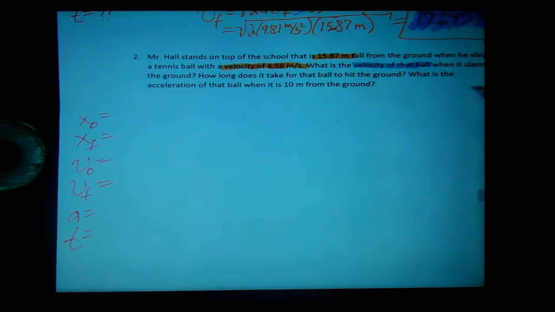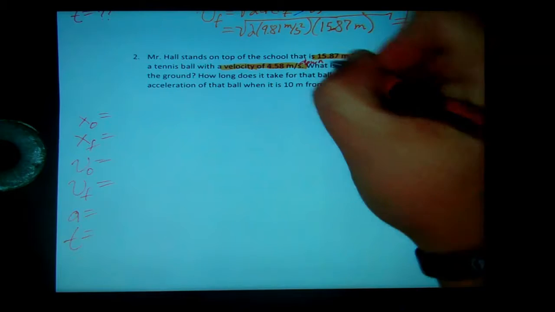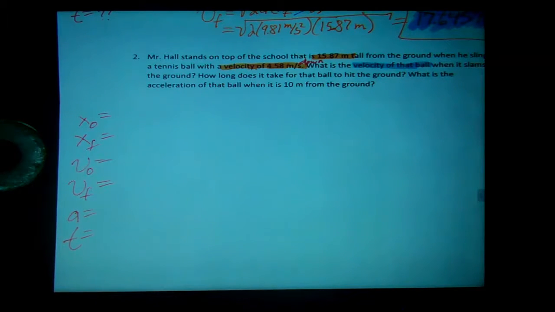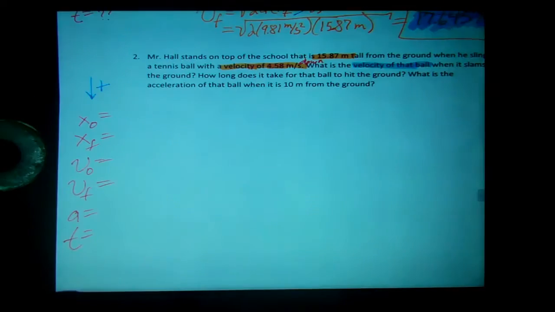In this case, think about your scenario. I'm throwing this ball, and this ball should be thrown down. I apologize for that. Hopefully I'll remember to tell you in class. So the ball's been thrown down. In that, let's just do what we did up there. Everything's going down. Let's make the downward direction positive.